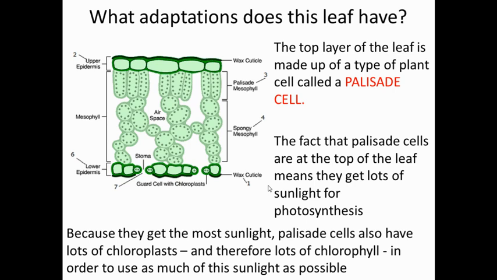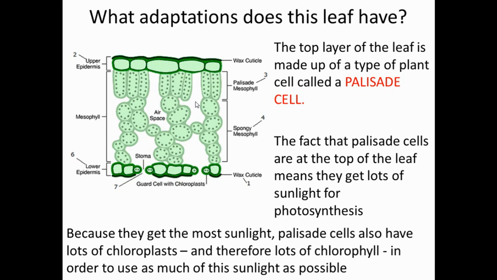So when we've talked about the diffusion of gas to go to the cells it needs to be, those cells are these palisade cells, okay? And they're at the top of the leaf, okay? They're at the top side of the leaf. So the top layer of the leaf is made up of a type of plant cell called the palisade cells, okay? And they're at the top of the leaf because that's where the sun is hitting the leaf, okay? So the sunlight hits the leaf at the top.